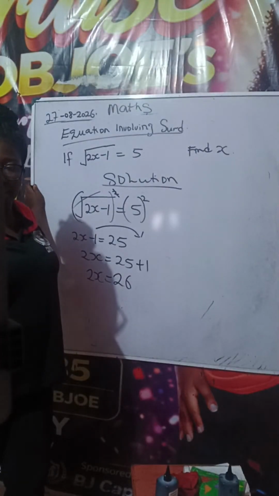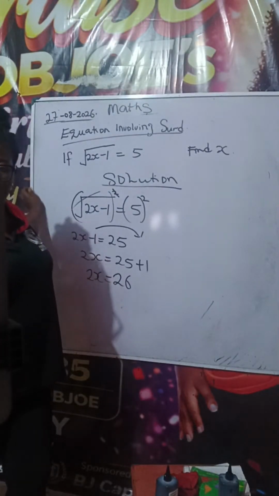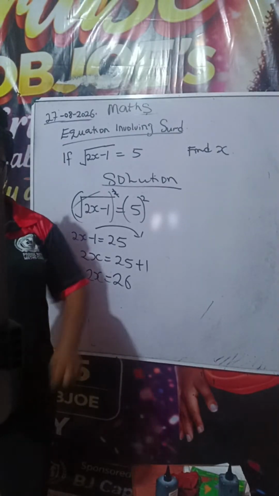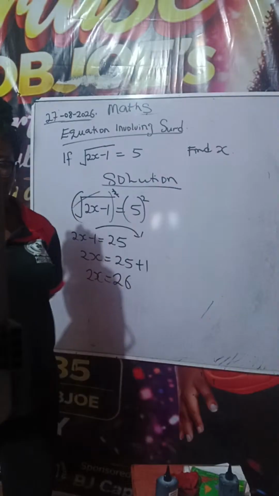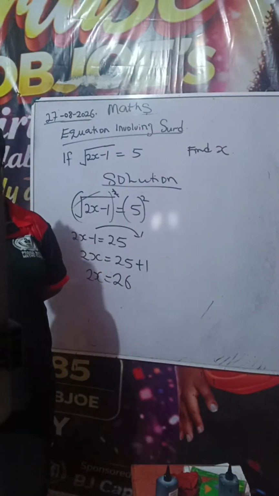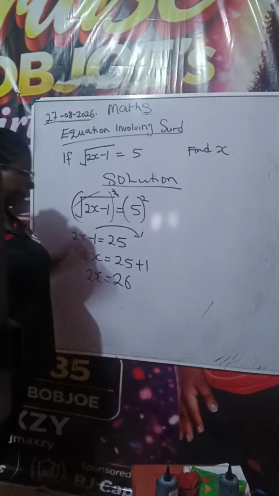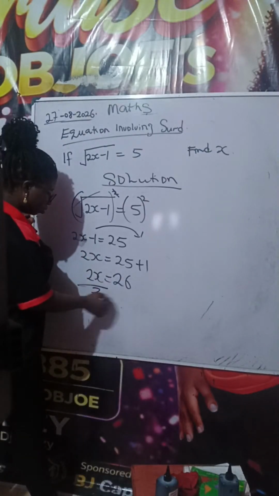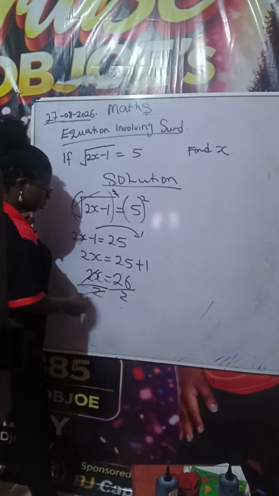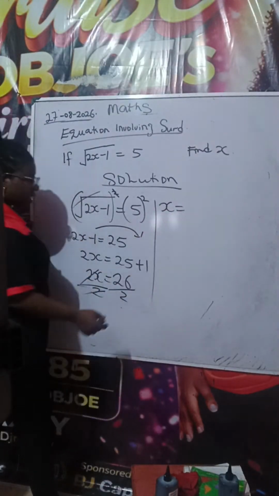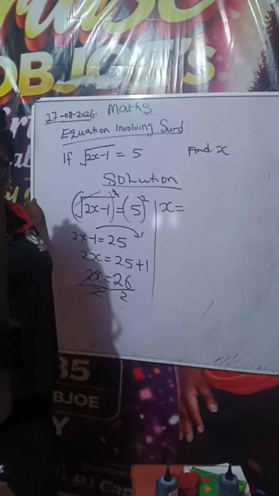Then what next again? Next, I need to remove this 2 here. How will I remove it? What will I do? So we divide both sides. Divide here by 2, divide here by 2, this removes. And we have x equals 26 divided by 2. So what is going to be the final answer?